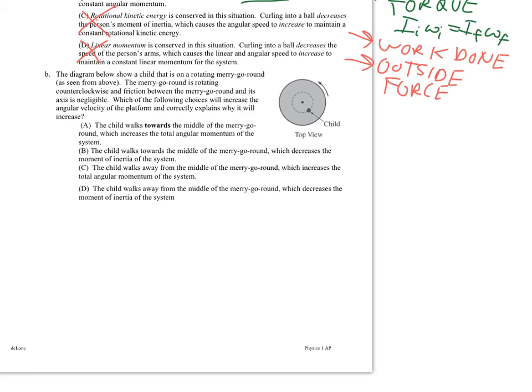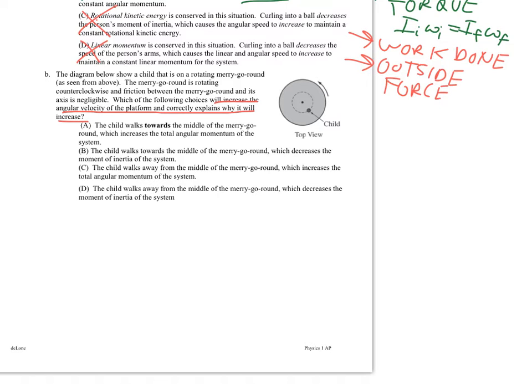All right, moving on to this next situation, we have a merry-go-round that's spinning around, and a child is on that merry-go-round. We want to know what we can do to increase the angular velocity of the merry-go-round or the platform, and what correctly explains why that increase occurs. For our answer choices here, the child can either walk towards or away from the middle of the merry-go-round.